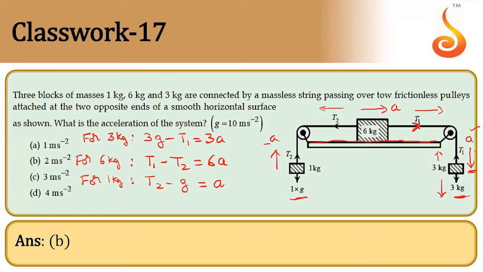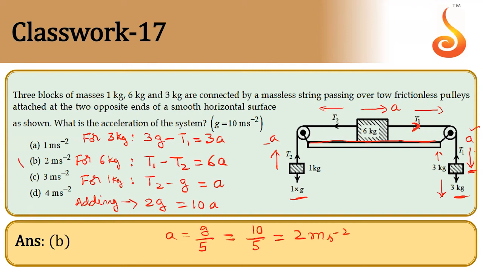Now add all of them. If you add all of them, T1, T2 get cancelled. 3G minus G is 2G is equal to, so adding all the three, 2G is equal to 3 plus 6, 9, 9 plus 1, 10A. So A is equal to G divided by 5. Correct? So G is 10, 10 by 5, that is 2 meter per second square. That is option B.